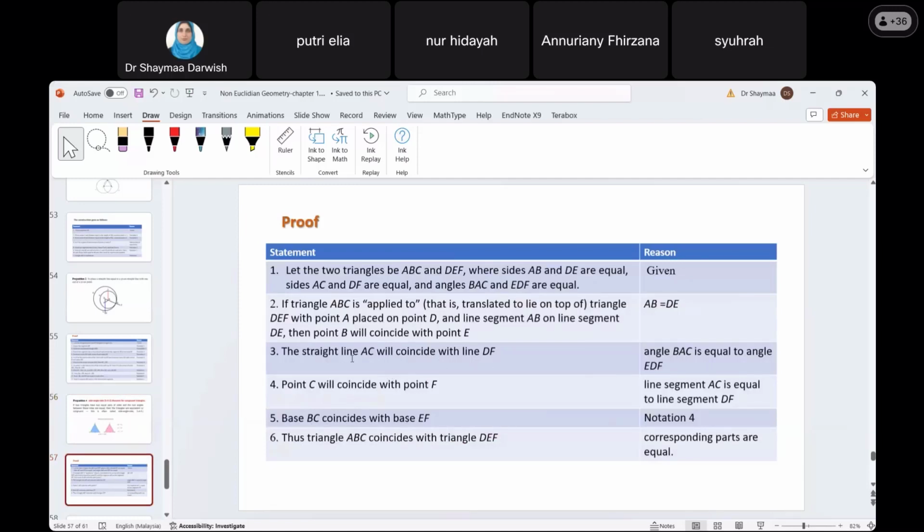The straight line AC will coincide with the line DF. Point C will coincide with point F. Base BC coincides with the base EF. Thus, triangle ABC is equivalent to triangle DEF. Why? Because all the parts lie exactly on each other. So this is the way we prove it. There are no mathematical steps. We just cut the first triangle, put it on the second triangle. We just move it.